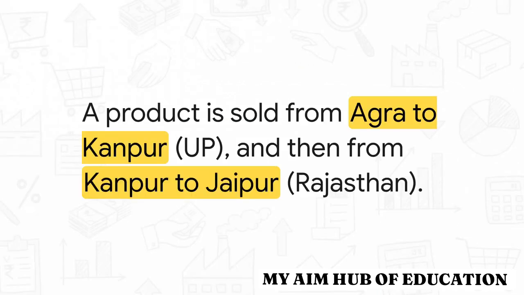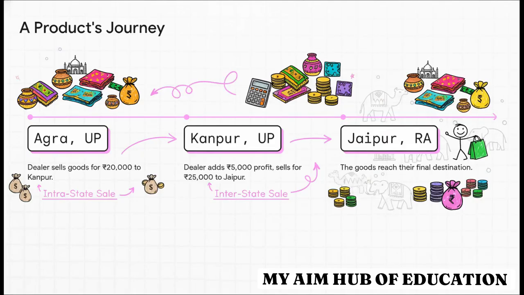So here's the story. We've got a product that first moves inside one state, from Agra to Kanpur, which are both in Uttar Pradesh. Then it crosses a border, going from that dealer in Kanpur to a customer in Jaipur, Rajasthan. So the journey kicks off in Agra. A dealer there sells goods for 20,000 rupees to another dealer in Kanpur. That's an intrastate sale, right? Same state. Then the Kanpur dealer adds a little profit, say 5,000 rupees, and sells the goods for 25,000 to the final customer over in Jaipur. And that's an interstate sale.